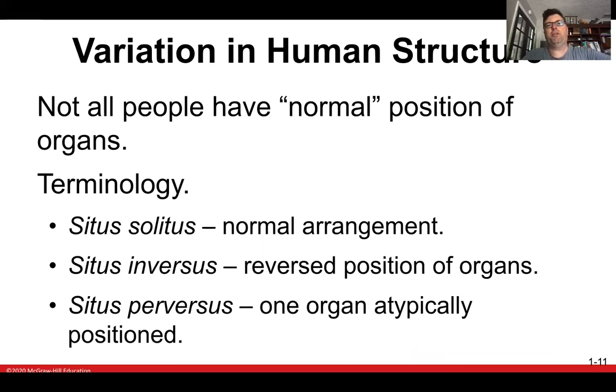Now, there's some variation in human structure. Not all people have normal position of organs, and so you've got situs solitus, which is the normal arrangement. You've got situs inversus, which is the reverse position of organs. And then you've got situs perversus, in which one organ is atypically positioned, maybe an appendix or some other structure that's not where it's supposed to be.